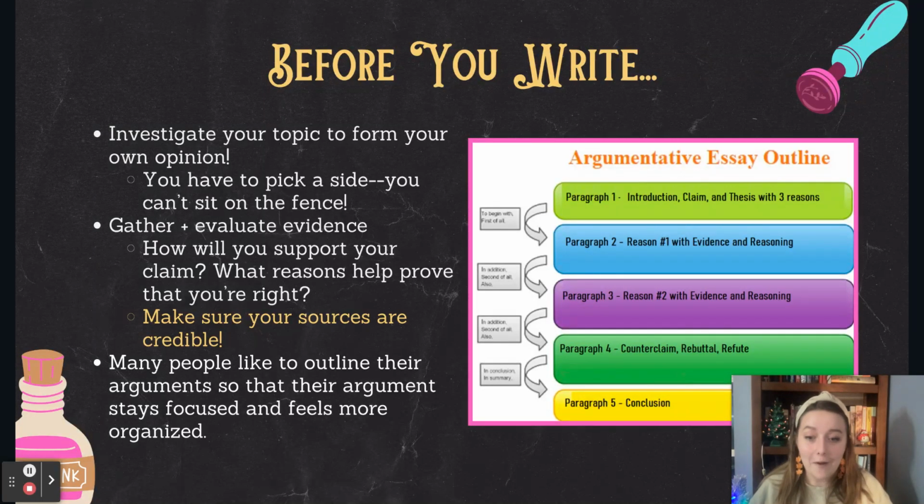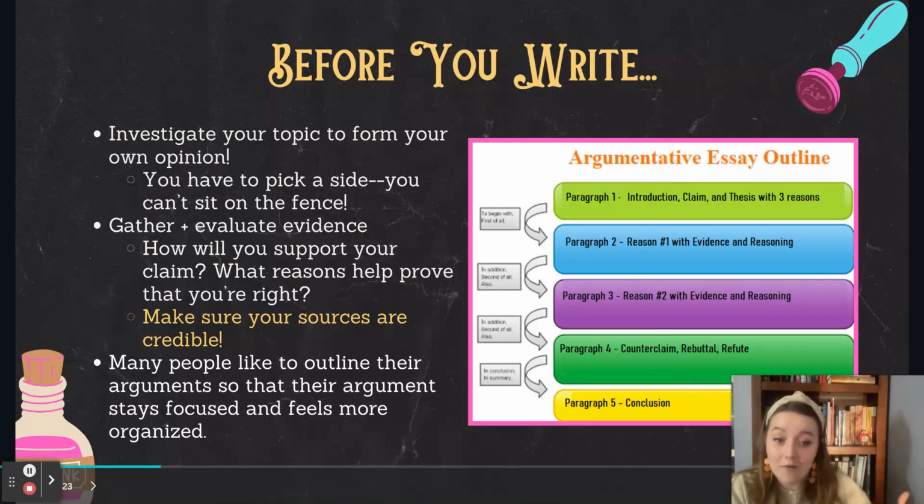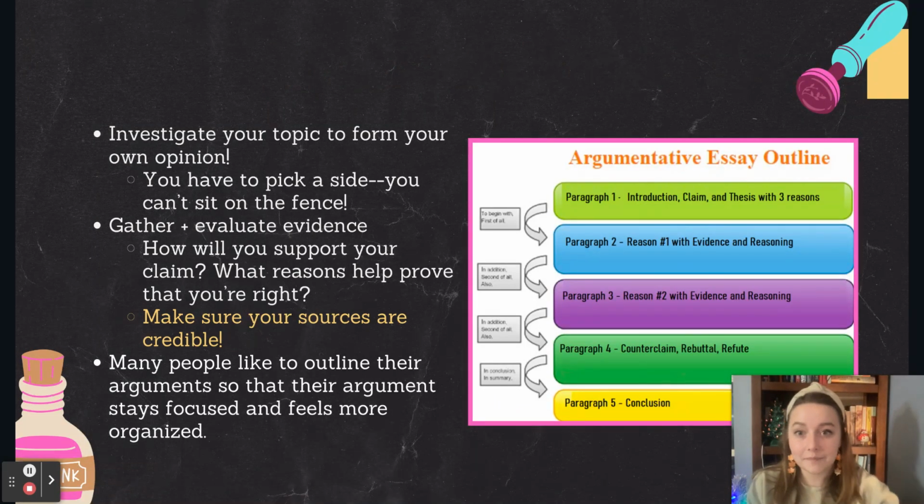So a lot of people also like to outline their arguments so that they can kind of stay more focused as they're writing and they can feel a little bit more organized. And this, if you want to pause, is a great way that a lot of people do this. Chicken foot diagrams are also helpful if you want to Google that.